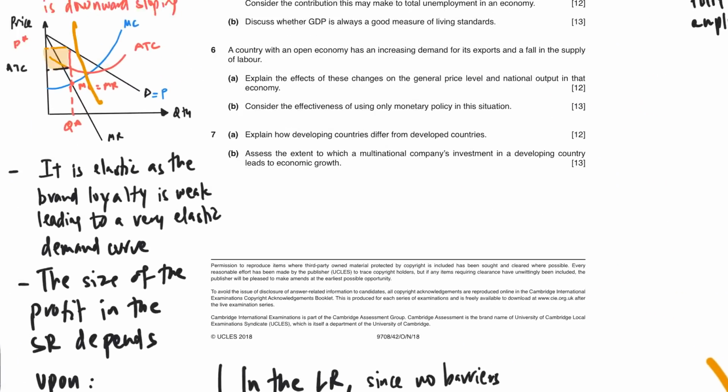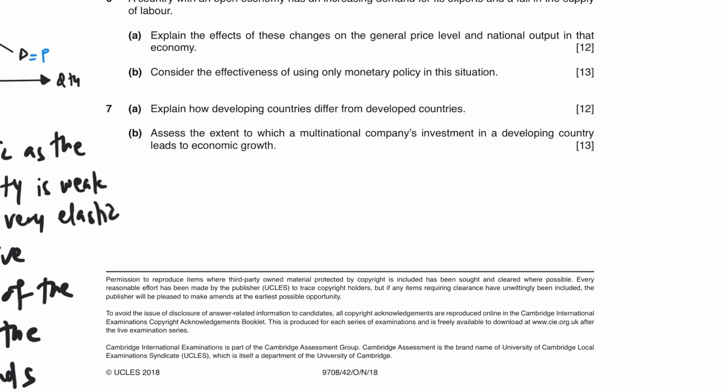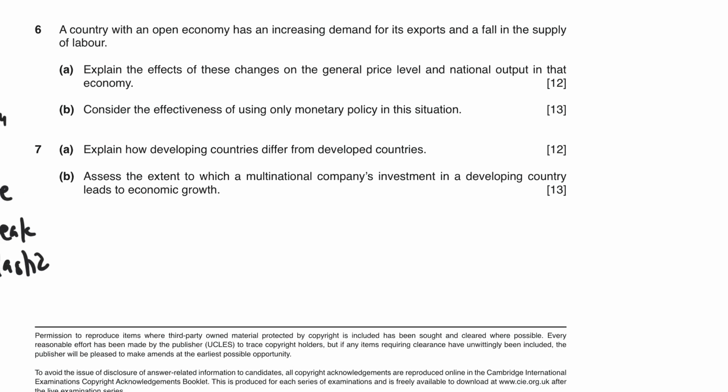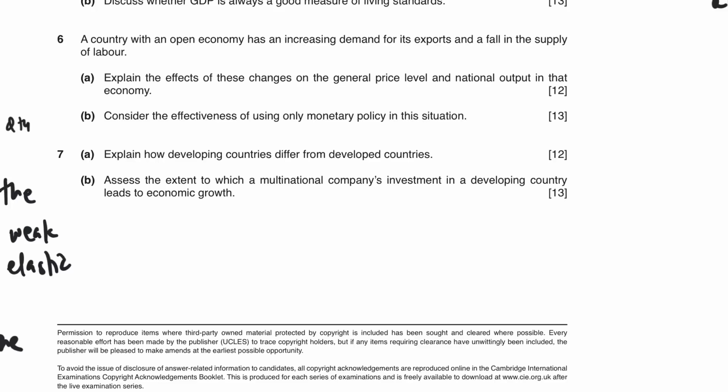The B part talks about considering the effectiveness of using monetary policy in this situation. Now, monetary policy is a demand side policy. You talk about how monetary policy affects the money supply. In this case, if you want AD to go down, if you're unhappy with demand pull inflation, then you will have what we call contractionary monetary policy, which will basically reduce the money supply and raise interest rates so that consumption will fall, investment will fall, and AD will fall.